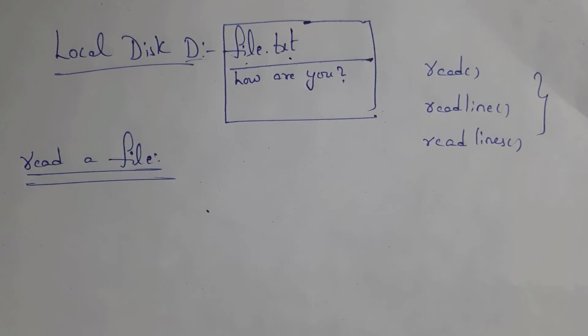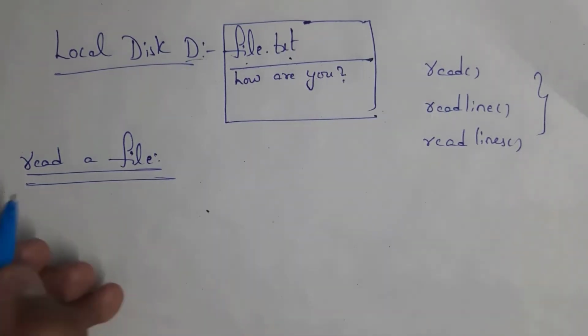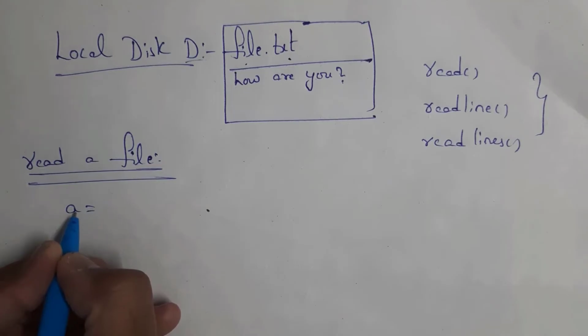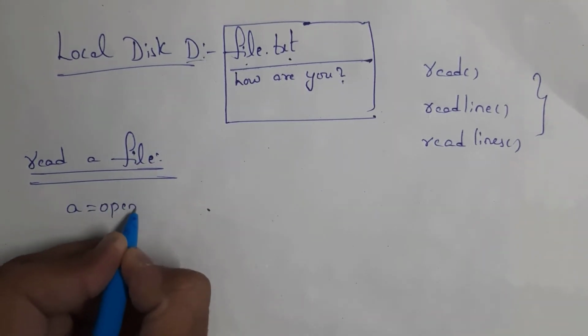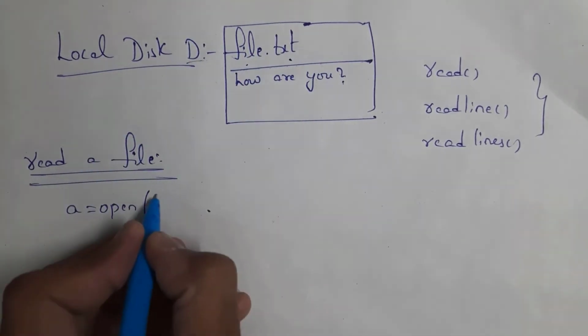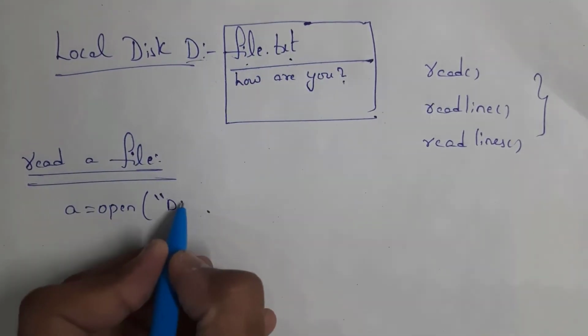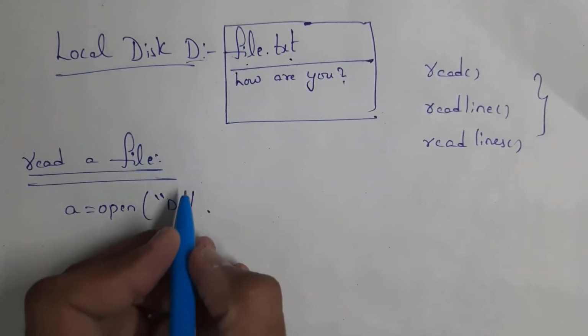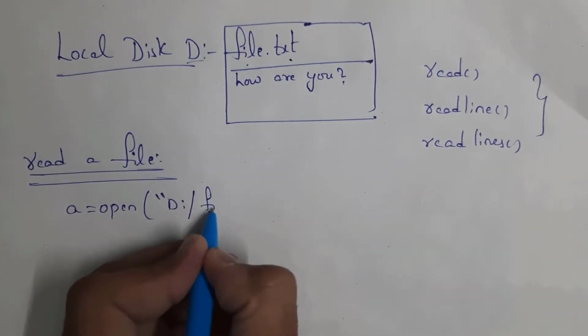There are three ways to read data. First one is by using read method, next one by using readline method, and last one by using readlines method. I will write the program. At first write a equal to, where a is object, and take open function. Inside open function, write file name. My file is present in local disk D, so write here D colon slash, file name is file.txt.